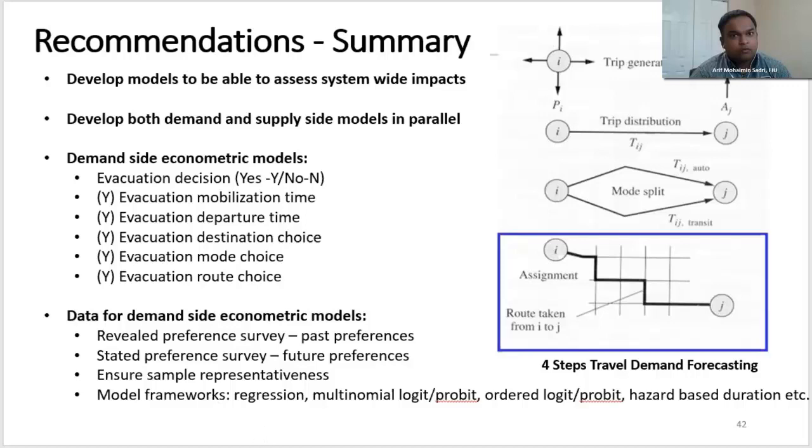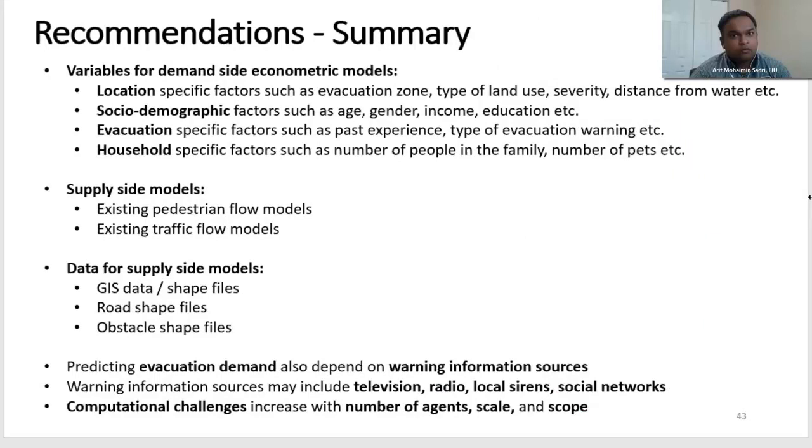I'll move on to my last slide, where I'm going to talk about more than just socio-demographic factors. The demand side econometric models, or the behavior models I just discussed, also depend on the location, the community itself: how far it is from a water body, what is the level of risk, what is the type of land use, residential versus commercial. Because the timing of evacuation also depends on the land use pattern. So severity, distance from water, and do they belong to any designated evacuation zones? So location-specific variables we should incorporate.